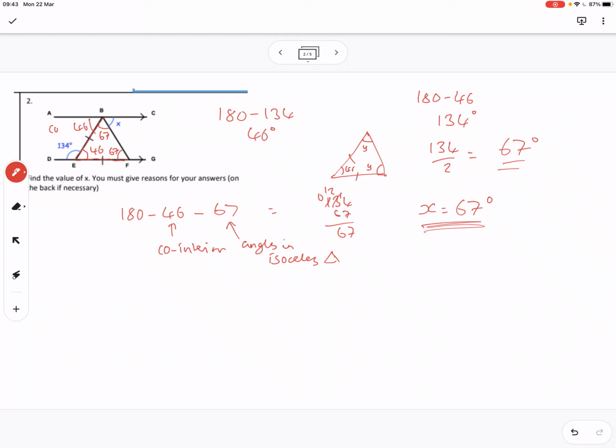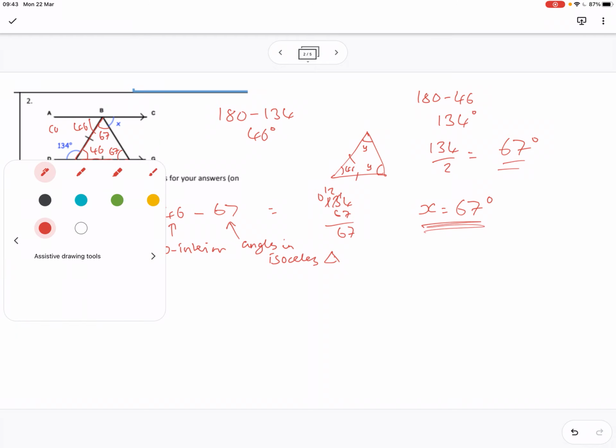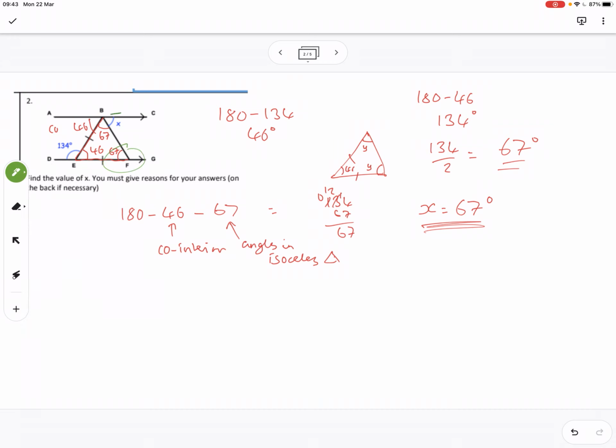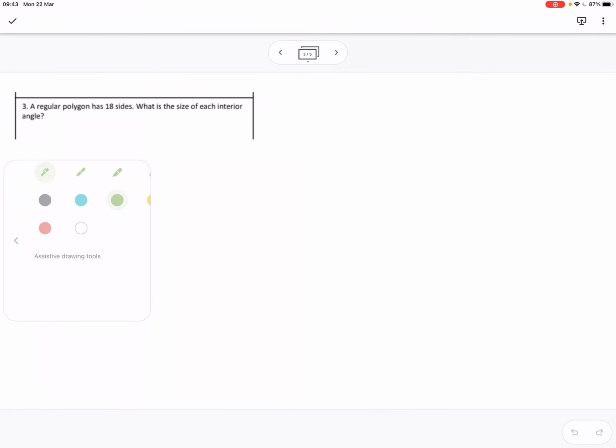Similarly, when I found out the angles in the isosceles triangle, if I do this in green now, this one is alternate with x. So I could have gone straight there. So again, there are usually multiple ways across the diagram, but I think that's come out quite nicely. So question 3. A regular polygon has 18 sides. What is the size of each interior angle?